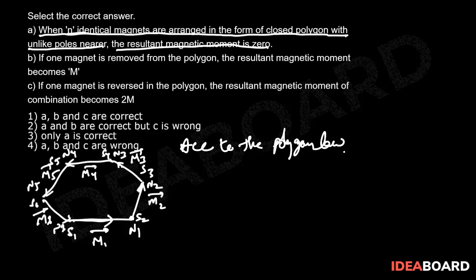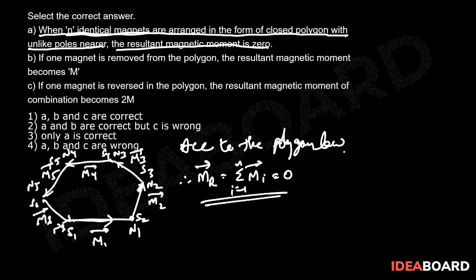Similarly, here if we take n identical magnets and arrange them in the form of a closed polygon with unlike poles nearer, all the magnetic moment vectors act along the sides taken in the same order. Therefore the resultant magnetic moment of all the magnets, which is the vector sum of the magnetic moments of the individual magnets, the summation of i equal to 1 to n of mi vector, equals 0, which means that statement A is correct. Next, go for statement B.